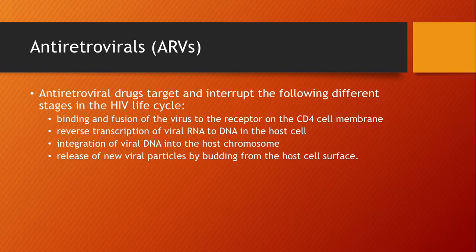But there are some drugs that have been used to help target HIV. These are known as antiretrovirals. These drugs target and interrupt the following different stages in the HIV life cycle. So it'll interrupt binding and fusion of the virus to the receptor on the CD4 cell membrane. Drugs target reverse transcription of viral RNA to DNA. Drugs have been used to prevent integration of viral DNA into the host chromosome. And finally, releasing the new viral particles by budding from the host cell surface.